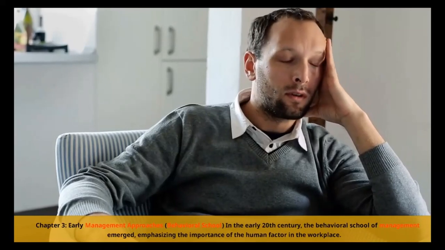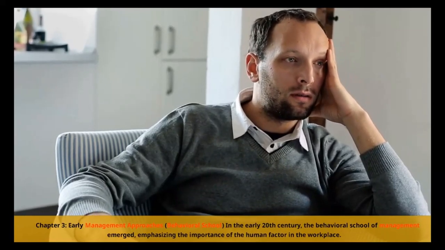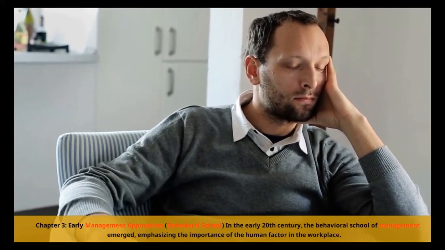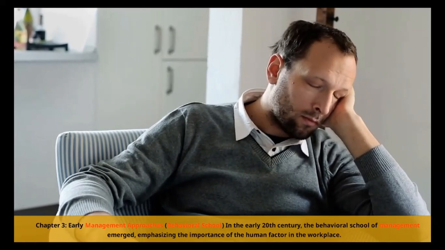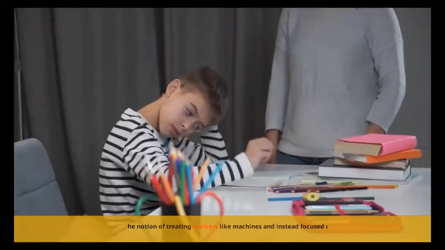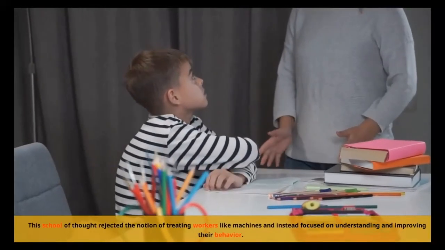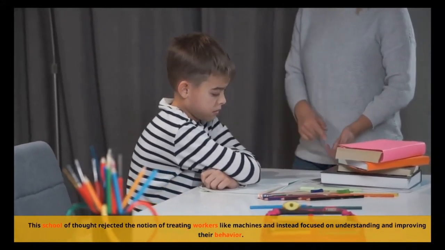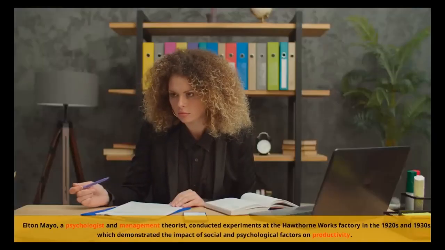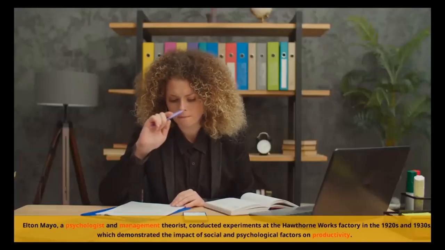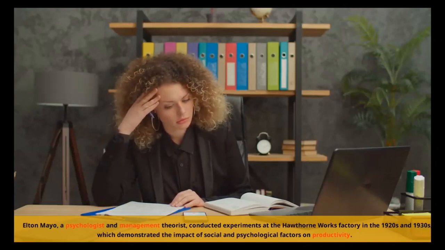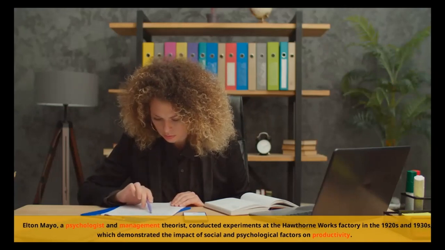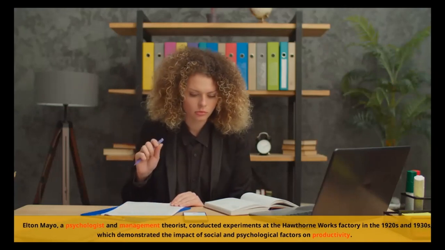Chapter 3. Early Management Approaches, Behavioral School. In the early 20th century, the behavioral school of management emerged, emphasizing the importance of the human factor in the workplace. This school of thought rejected the notion of treating workers like machines and instead focused on understanding and improving their behavior. Elton Mayo, a psychologist and management theorist, conducted experiments at the Hawthorne Works factory in the 1920s and 1930s, which demonstrated the impact of social and psychological factors on productivity.